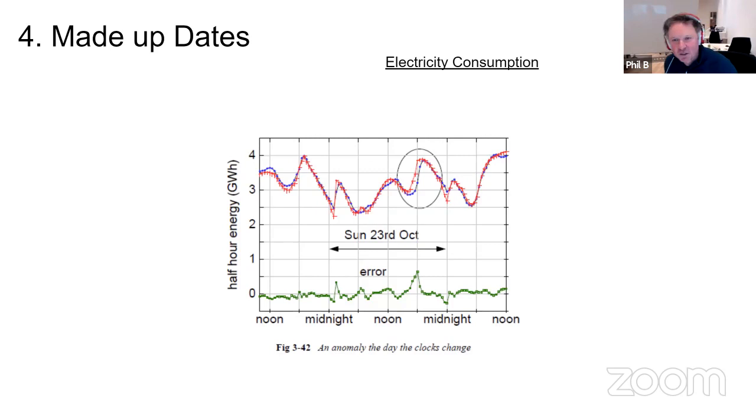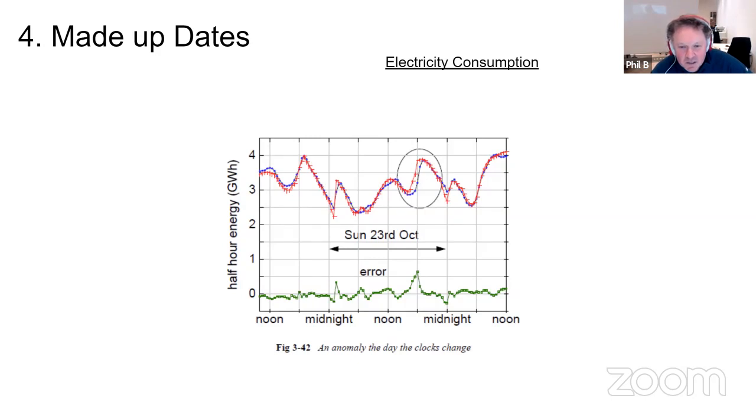Another made-up date one. So this was my original, the thing that originally got me suspicious of data. My research was looking at time series forecasting of electricity. So I built this neural network to predict half-hourly consumption, and I think the blue line is my prediction, and the red line was what it actually was, and the green line down the bottom is the error. I got my model as good as I could, but I was still getting these particular errors.